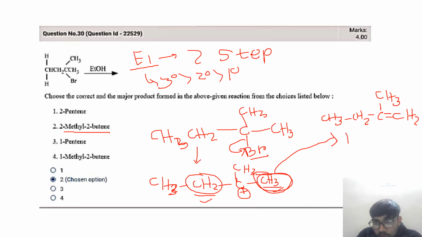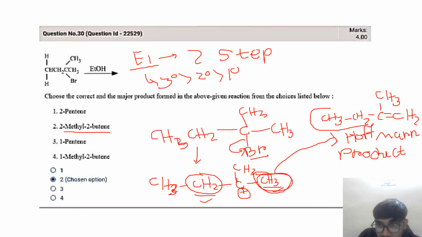So if you see, this one is a Hofmann product. In the case of the Hofmann product, what will happen? The Hofmann rule tells us that the alkene formed will be the one with the least number of alkyl groups attached around the double bond. In the case of the Hofmann product, it will form the alkene which contains the least alkyl groups around the double bond.